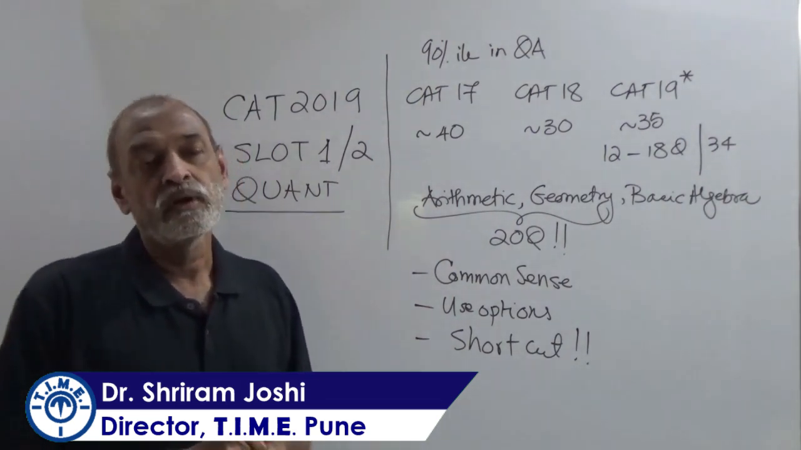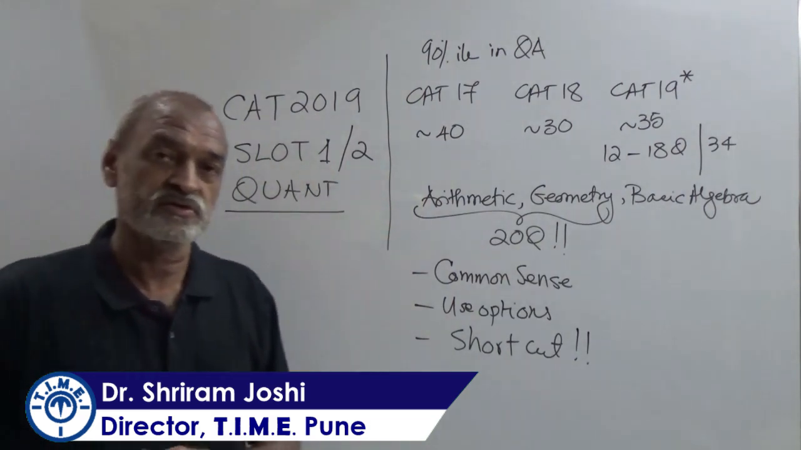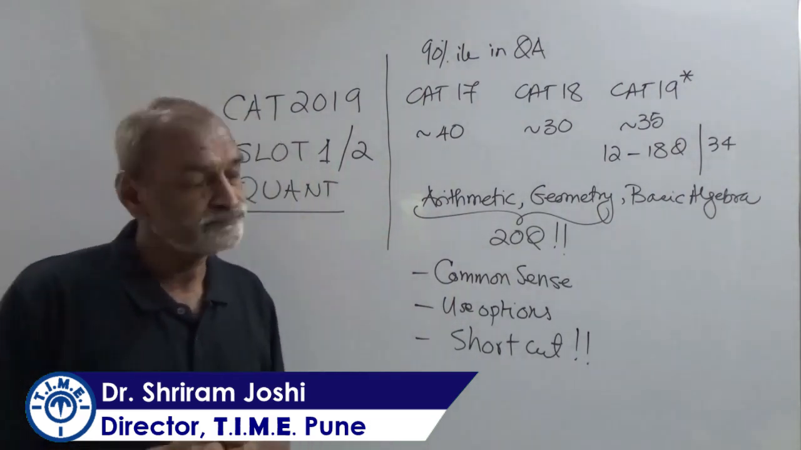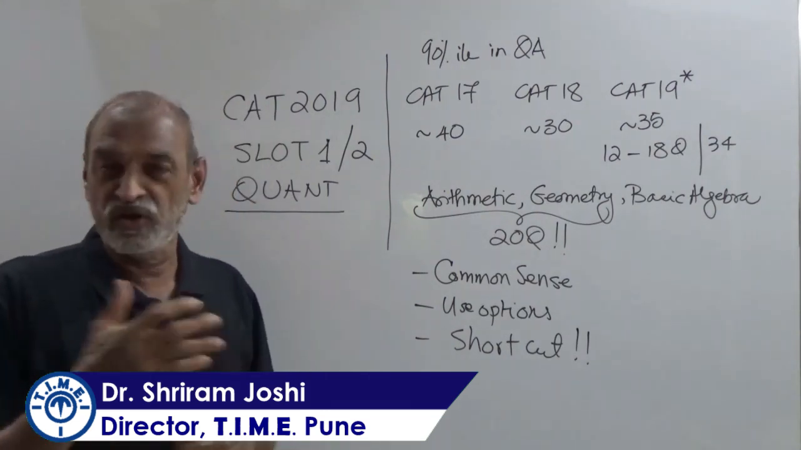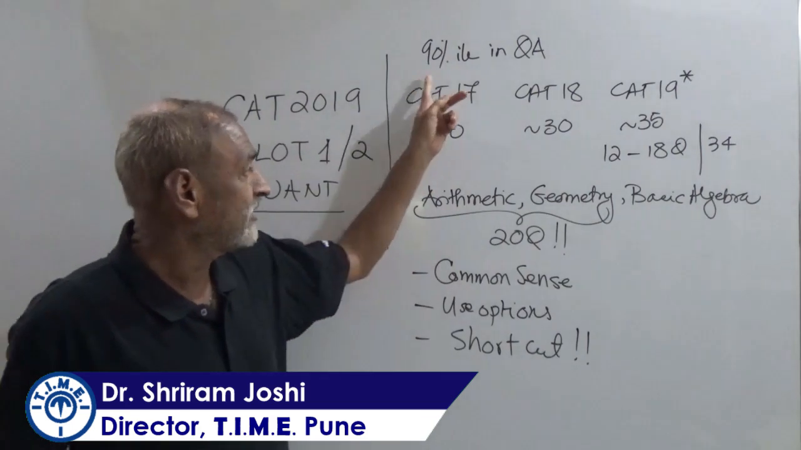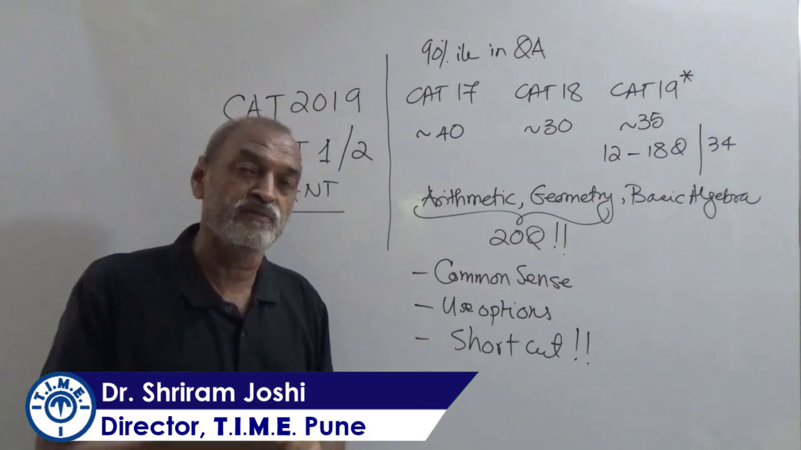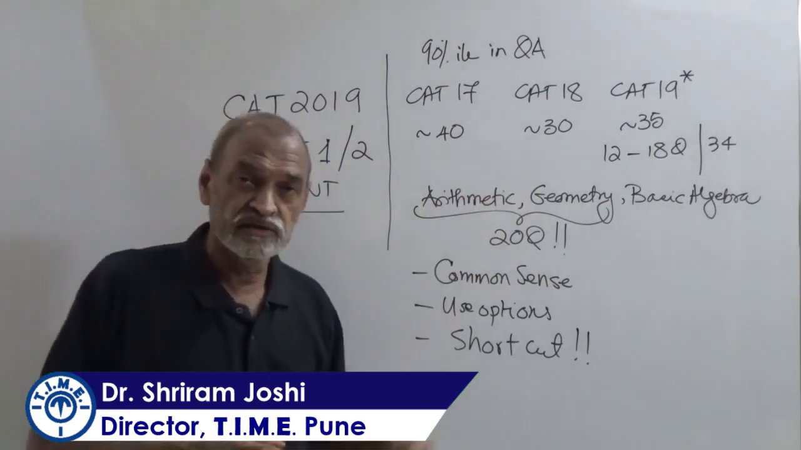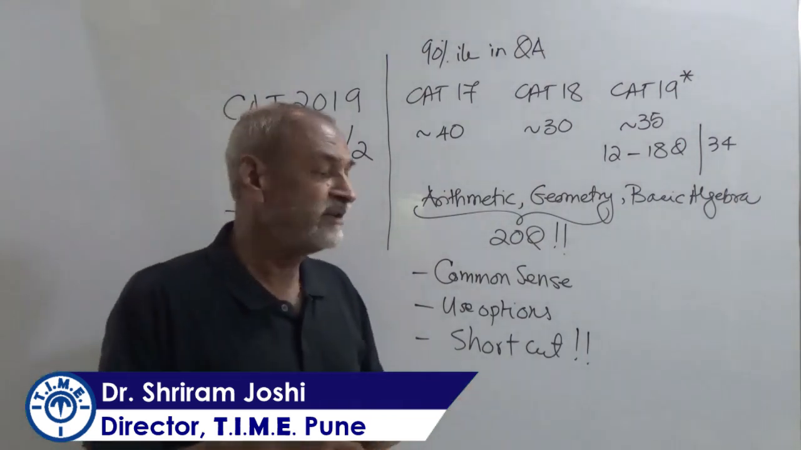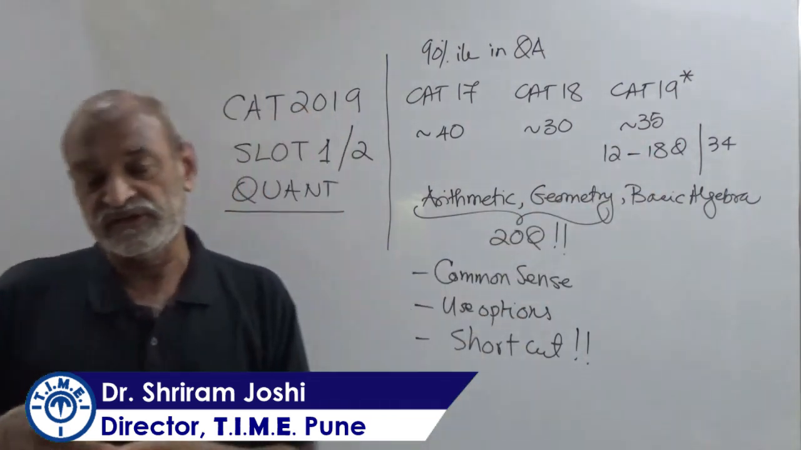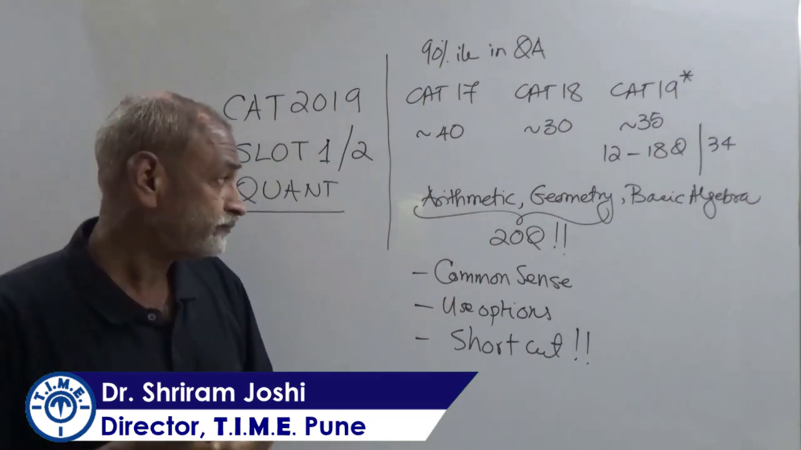today. We are going to discuss in particular quant sections of both the slots, slot 1 as well as slot 2. You may know this, you may not know this, but to get a 90 percentile in quant section, in CAT 17 you needed 40 marks, in CAT 18 30 marks, and most experts now project that in CAT 19 you would need 35 marks in quant section to get a 90 percentile in QA.